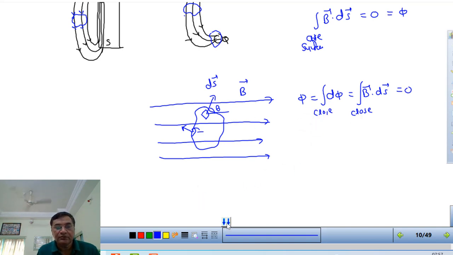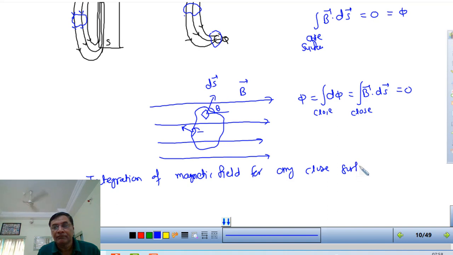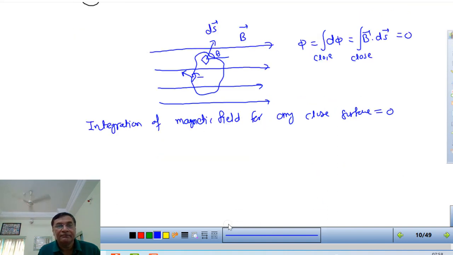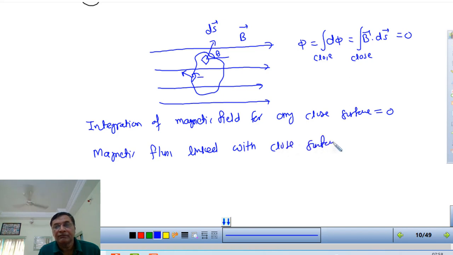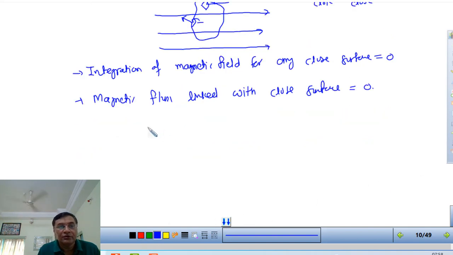So we can give the statement of Gauss law that the integration of the magnetic field over any closed surface is equal to 0. And in terms of flux, we can write that the magnetic flux linked with a closed surface is equal to 0. So this is the statement of Gauss law for the magnetic field. So what is the main outcome of this Gauss law? One, monopoles do not exist.